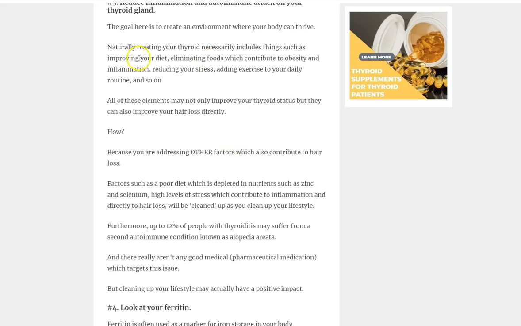In fact, I have a list here. So talking about improving your diet, eliminating foods which contribute to obesity and inflammation, reducing your stress, adding exercise to your daily routine, and so on. So these are sort of the run-of-the-mill classic lifestyle changes that you can make. Now, what do they do and how do they help your hair loss independent of their benefit on your thyroid?